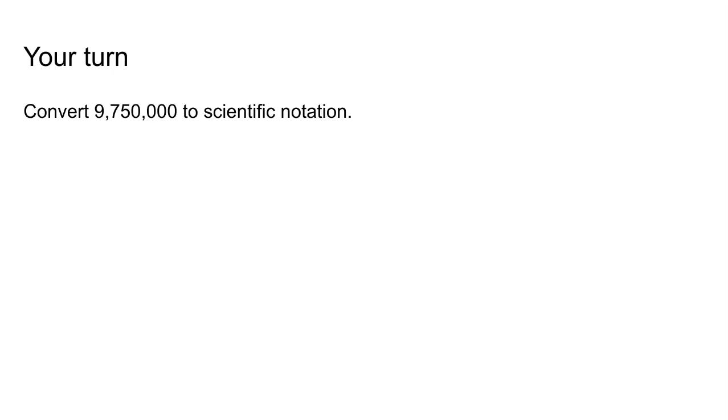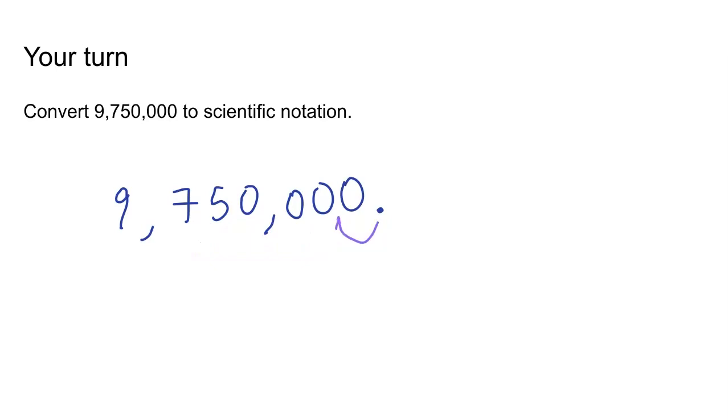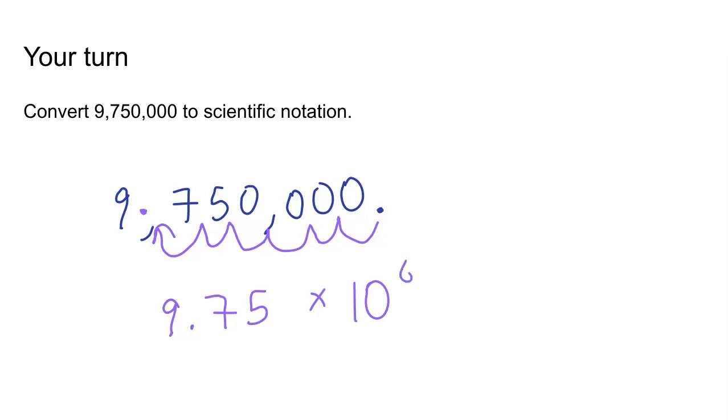And when you found your answer, click play. Start by writing out the number 9,750,000. And then add a decimal to the right of the ones place. Then move the decimal 1, 2, 3, 4, 5, 6 places to the left, which gives you a coefficient of 9.75 times 10 to the 6th power, because you moved the decimal point 6 places to the left.